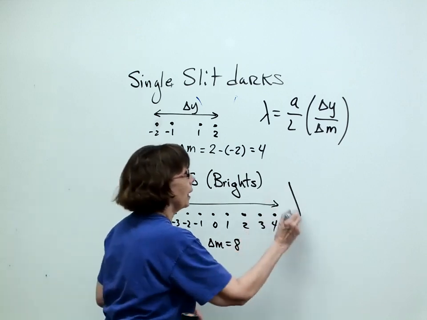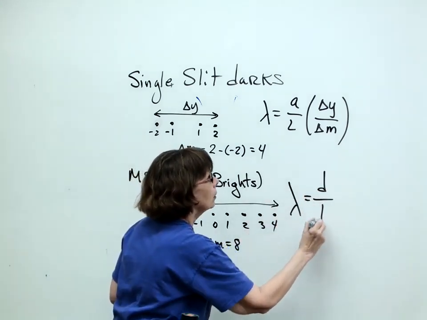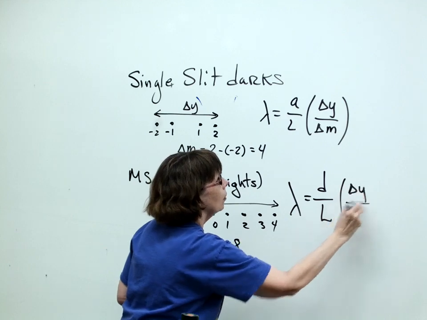And the formula again would be D over L times delta Y over delta M.